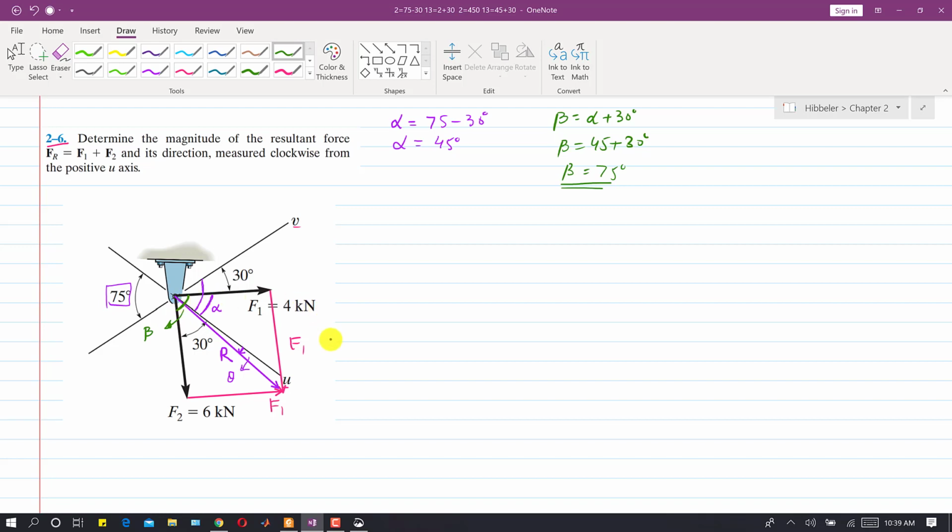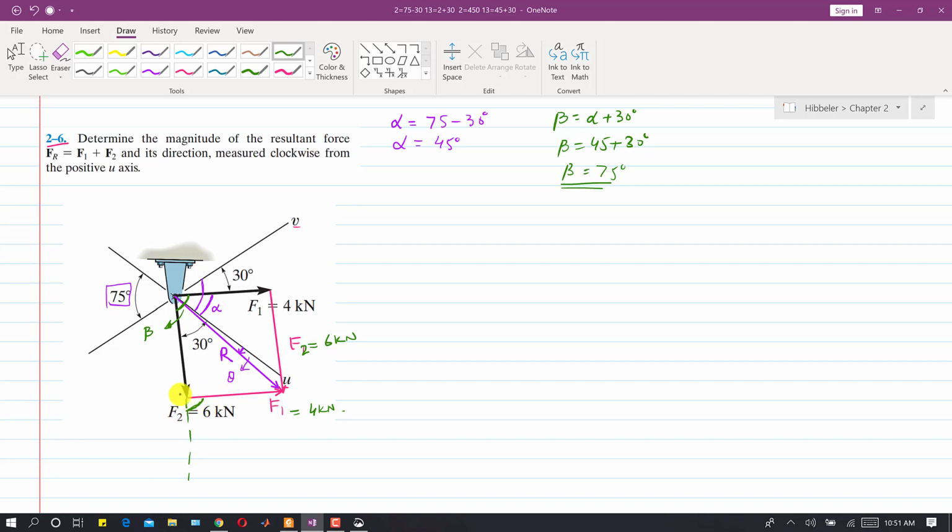We know the magnitude of F1, this is 4 kilonewton, right? So this one is F2, parallel to F2, and its magnitude is 6 kilonewton, and this one is F1, its magnitude is 4 kilonewton, right? Now let's suppose I extend the line of action of this F2, right? So if this angle is beta, then this is also that same angle beta, right? So this angle is also beta.